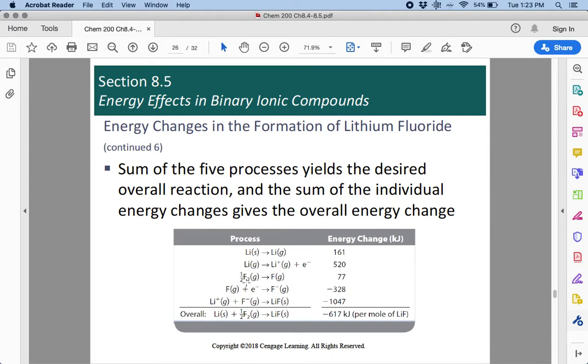Our fluorine gas, our F2, needs to go to an F that's already a gas. And we only need half of it, and there was an energy associated with that. We know that F now needs to become an anion. There's an energy associated with that. And then there's an energy associated with the cation and the anion coming together through electrostatic attraction. So when we sum all these up, it gives us this overall energy, per 1 mole of whatever ionic solid we're talking about.